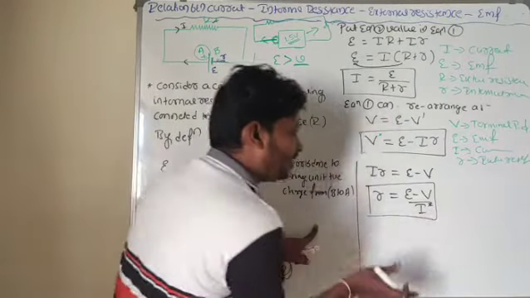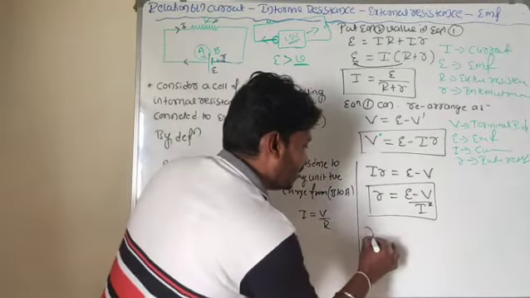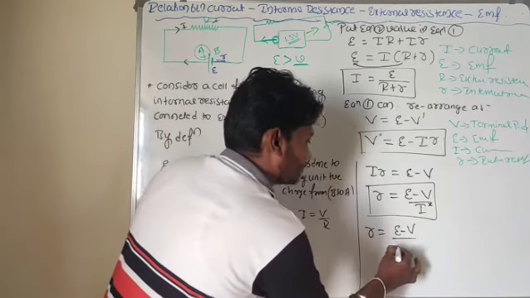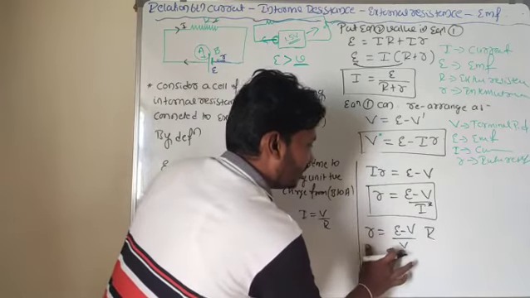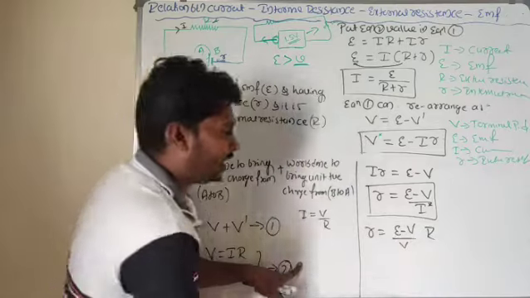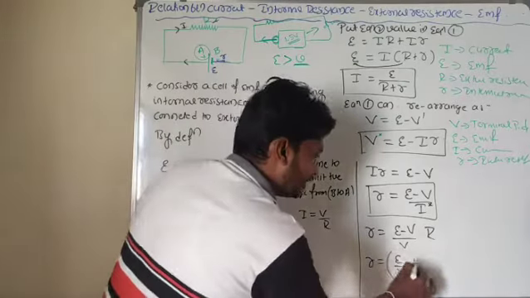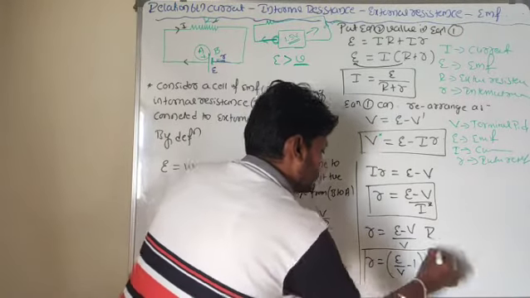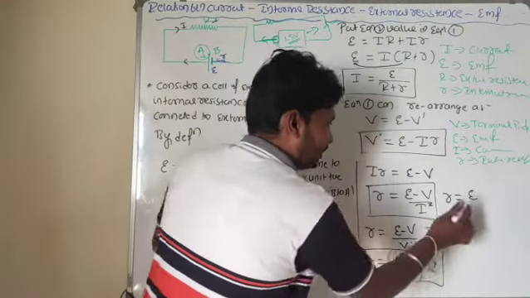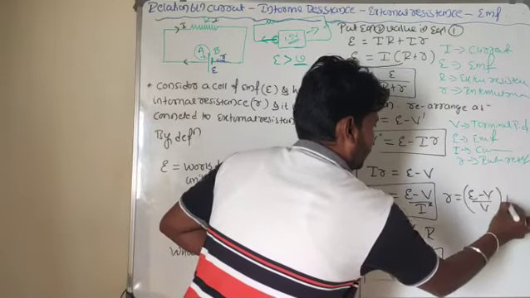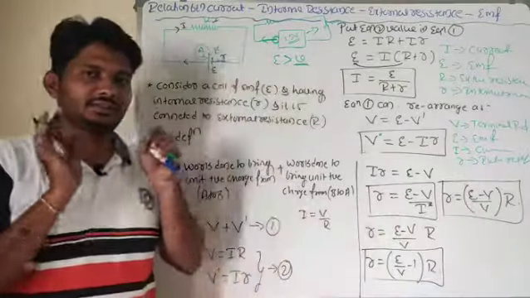It does not stop here. Where I is, from Ohm's law, V by R. So r is equal to E minus V, and wherever I is there, I will take it as V by R. R goes to the numerator: E minus V divided by V, or I can write this as E by V minus V by V, which is 1, into R. This is the required expression for internal resistance, or one more form I can write: E minus V divided by V into R. This is the required expression for the internal resistance of a cell.